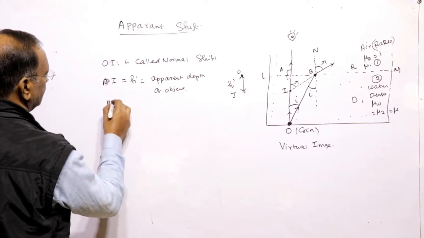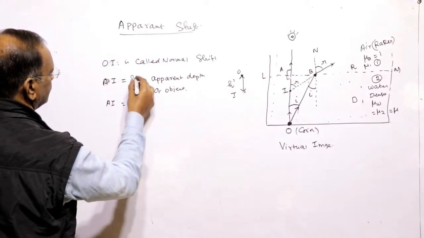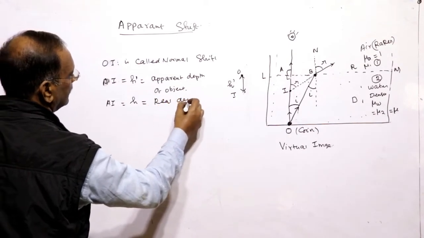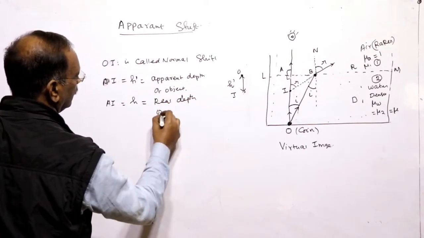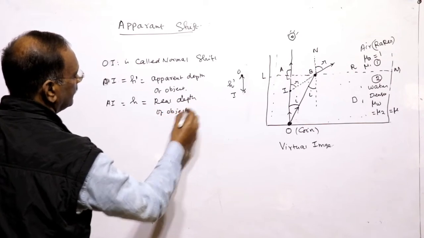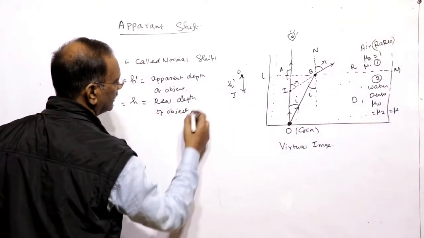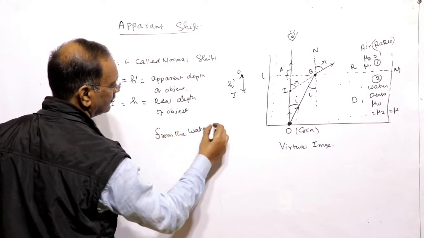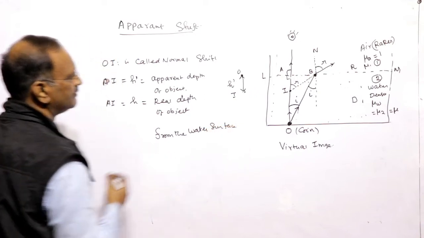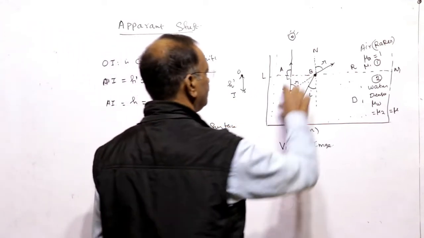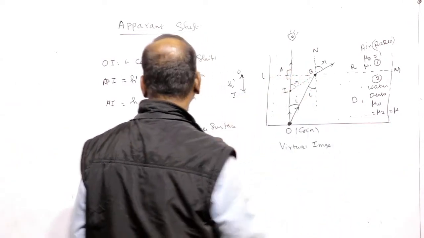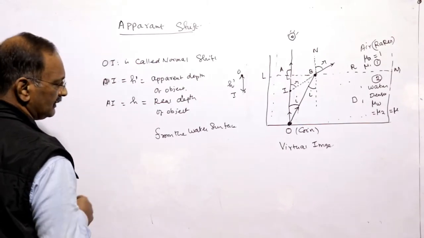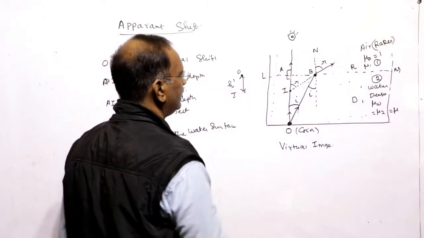And AO we write as H, which is equal to the real depth of the object. Both are measured from the water surface. So this height is H dash, this height is H. So you can write AI is equal to, then now let us take this triangle.